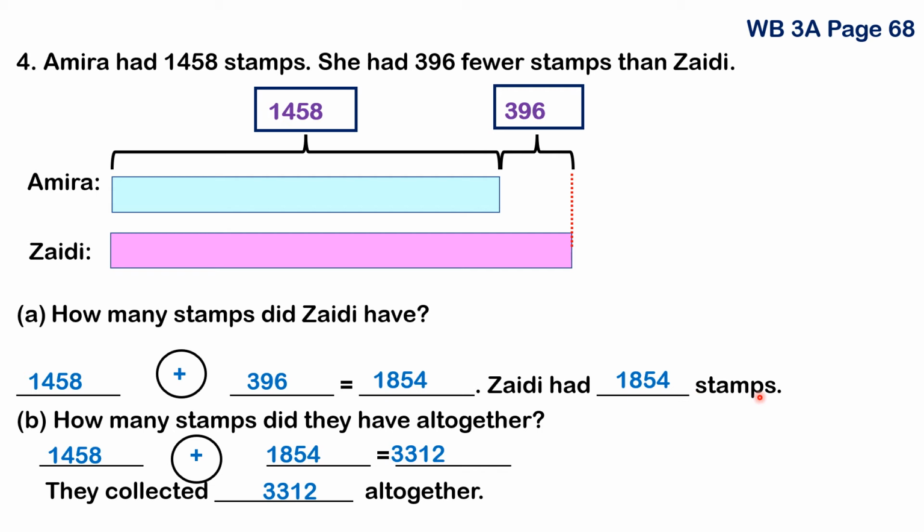Okay, so Zaidi had 1,854 stamps. So for part B, how many stamps did they have altogether? So altogether means we have to add Amira's stamps and Zaidi's stamps. Okay, so we have 1,458 plus 1,854, which is Zaidi's stamps, to get 3,312 stamps. So Amira and Zaidi collected 3,312 stamps altogether.